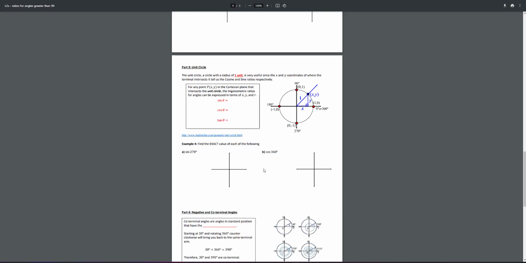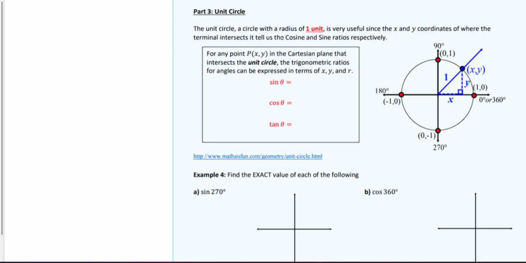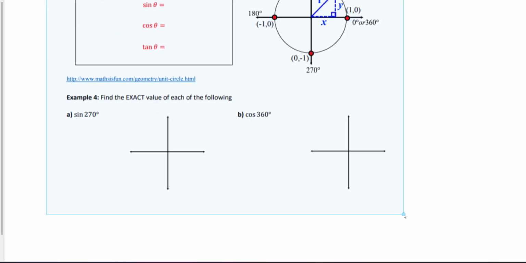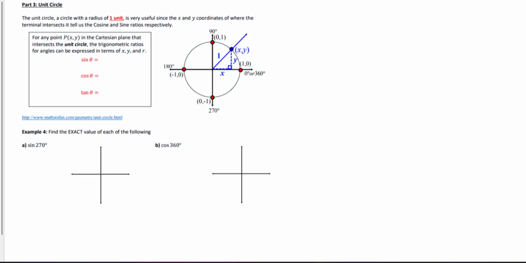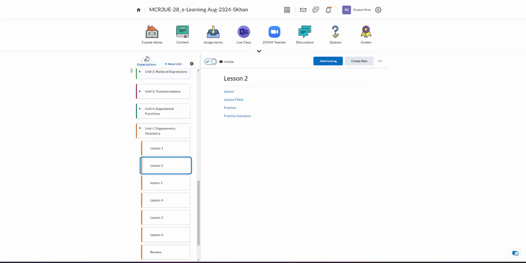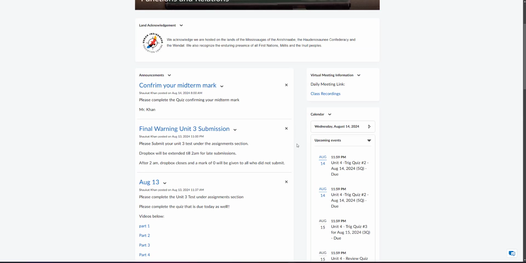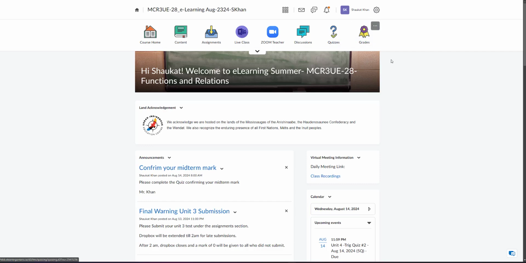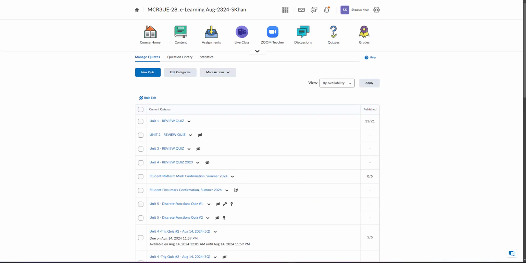Oh, I forgot. Before we begin, I wanted to ask everyone to do something, and that is confirm your midterm mark. So please complete the quiz confirming your midterm mark. That just means that you go into the quizzes section and you click on this student midterm mark confirmation summer 2024. Click on that. It's not for marks.